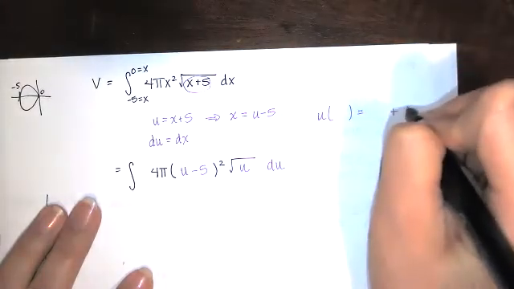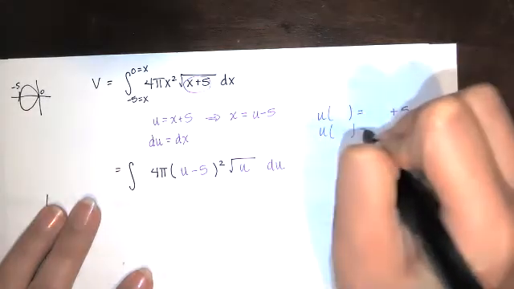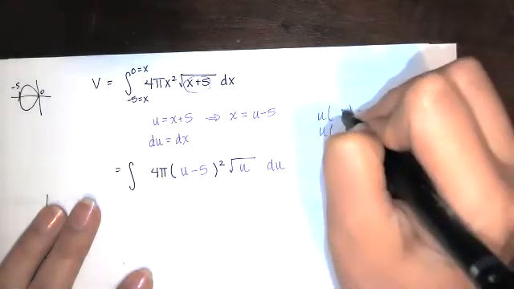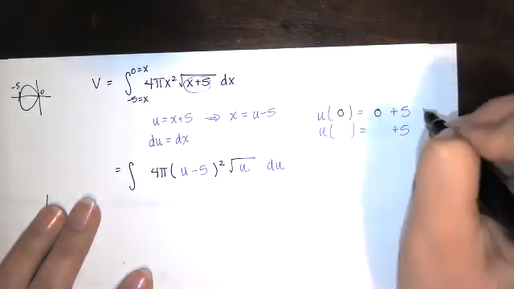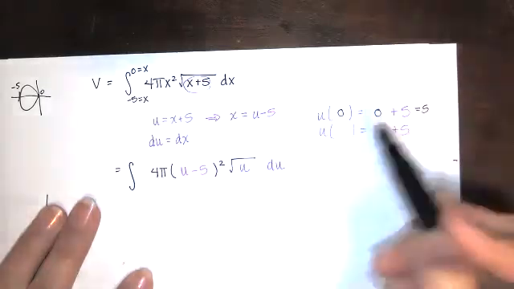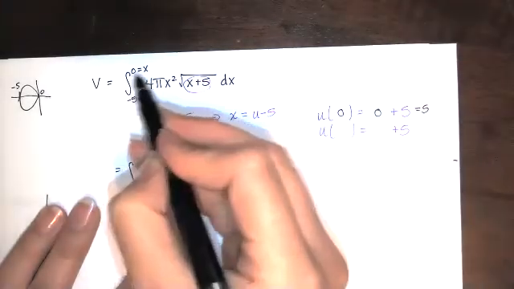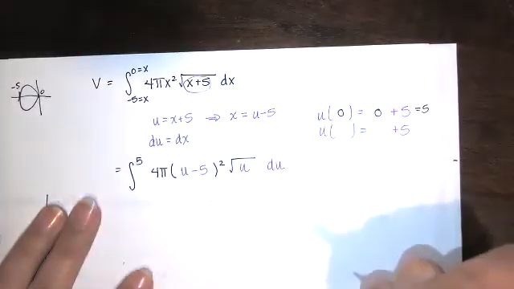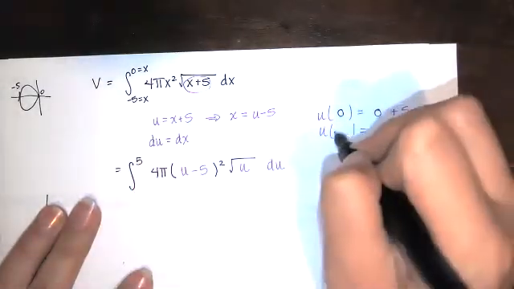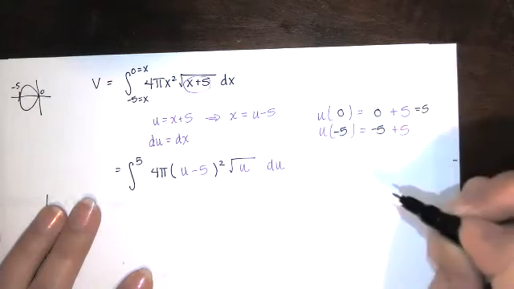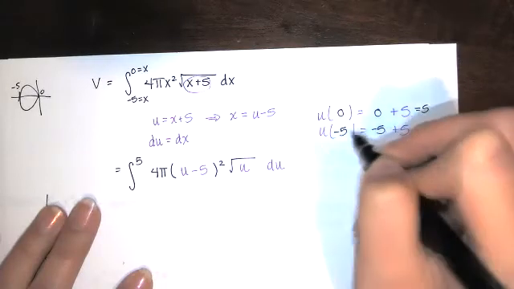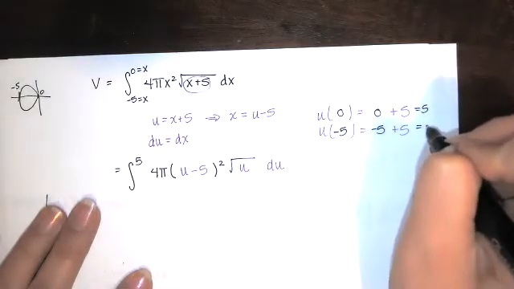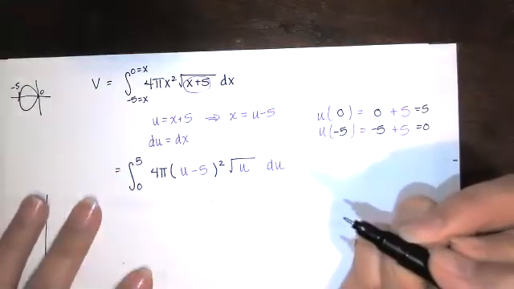A lot of people forget this step, and I understand it's easy to do. So replace x with 0. When x is 0, u turns out to be 5. X equals 0 was our upper limit, so our new upper limit is 5. And x equals -5 was our lower limit, so we substitute that in for x. And then we've got u equals -5 plus 5 when x equals -5, so we get 0. So that's our lower limit.